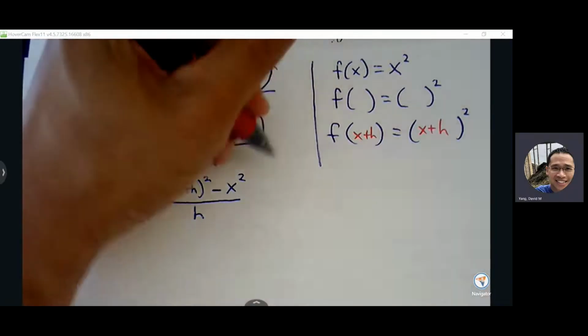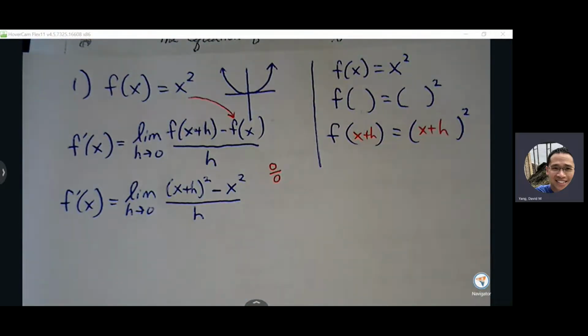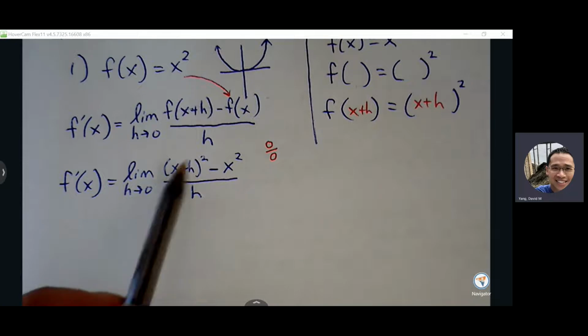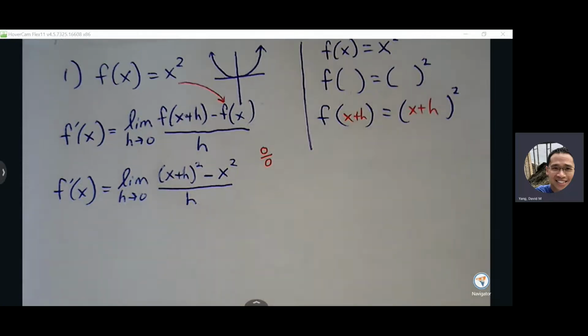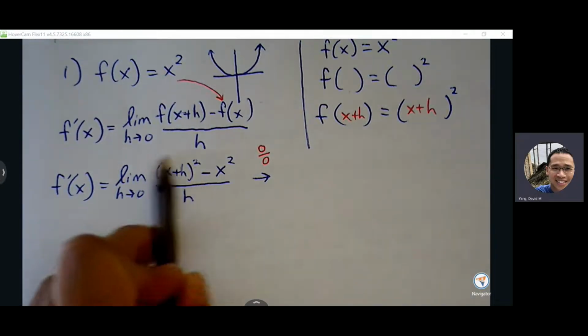X squared minus x squared, I get zero over zero. I know there's a hole. I know there's a limit, an answer waiting for us at the end. This is not "limit does not exist." So we know we have to find common factors, reduce, and reevaluate. So we're going to work to try to get this cleaned up.